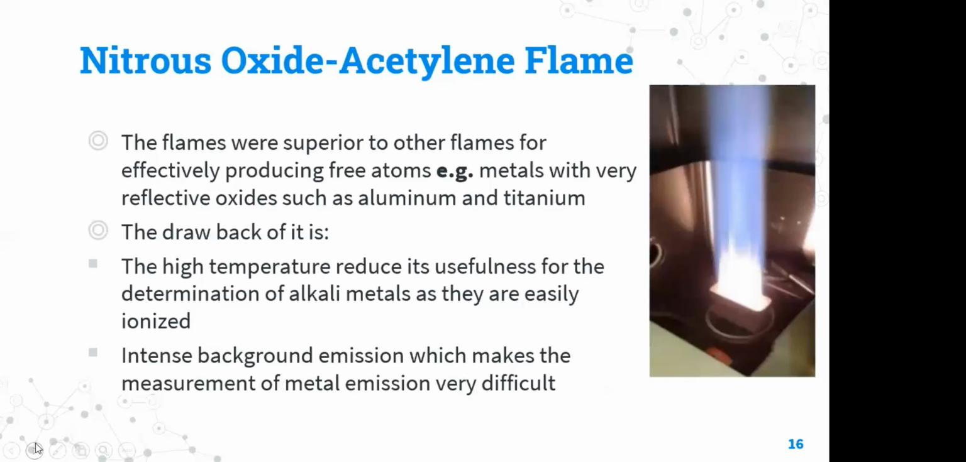Here, the flames used in FES: the first one is the nitrous oxide acetylene flame. This flame is superior to the other flames because of its temperature range. Its temperature is 2955 Celsius, effectively producing free atoms with very refractory oxides such as aluminum and titanium. The drawback of this flame is that the high temperature reduces its usefulness for the determination of alkali metals, as they are easily ionized.